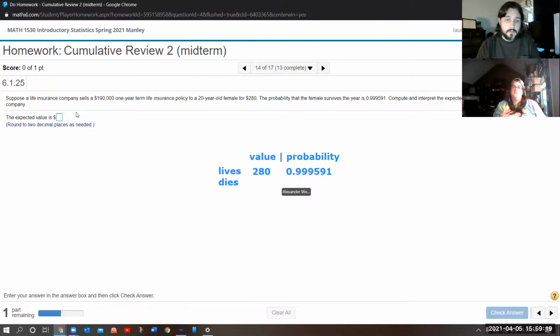Okay, so the odds that she survives the year, 0.999591. The insurance company makes $280 off of her if indeed she survives the year. Now, if she dies, this is a $190,000 insurance policy, right? Mm-hmm. So they're going to be losing that, but they still have the $280 that she gave them prior to her death. So what's the difference between 190,000 and 280?